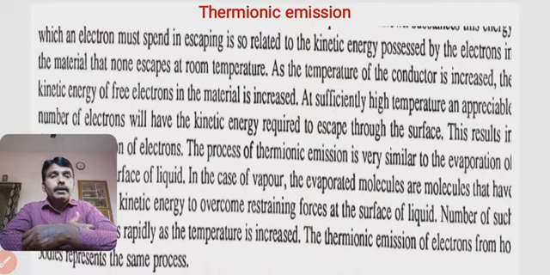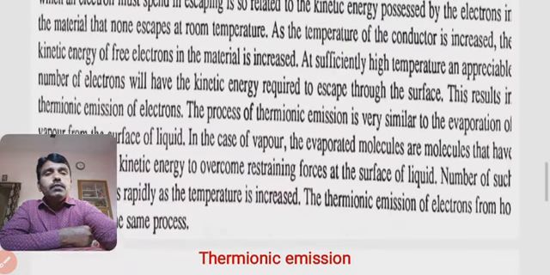As high temperature is applied, the number of electrons that have the kinetic energy required to escape that surface increases. This results in thermionic emission, or the emission of the electron. The process of thermionic emission is very similar to evaporation. In evaporation, when we supply a sufficient temperature, the molecules escape. In the same way, thermionic emission of electrons from the substance occurs.